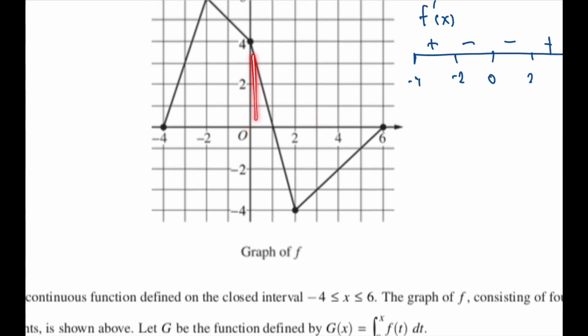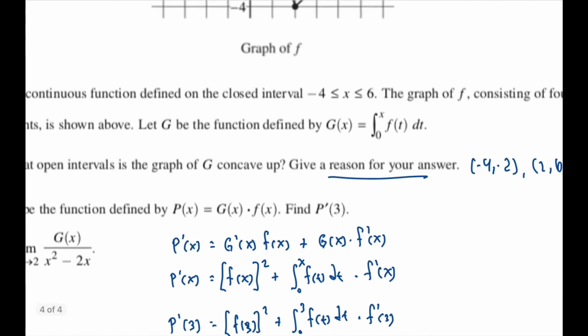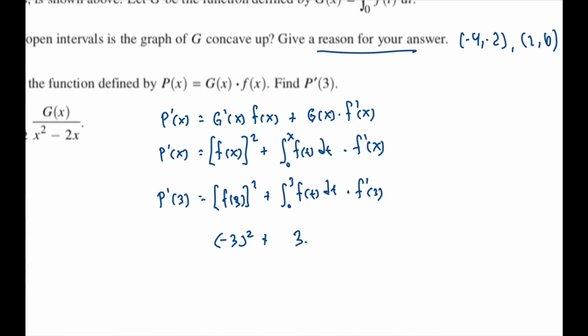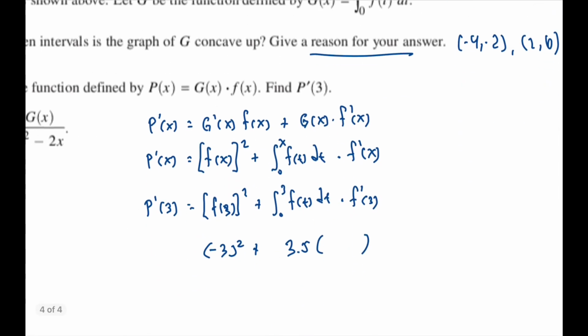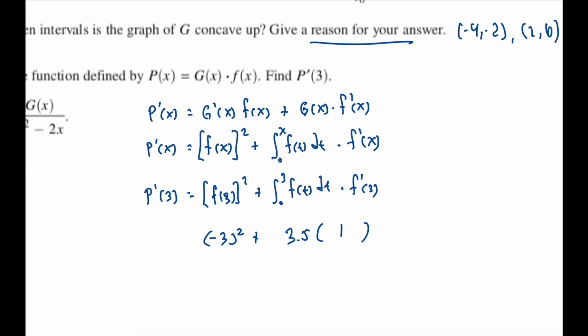Now what I see in here is that one part is positive, one part is negative. So the integral from 0 to 2 of f of t dt is going to be 0, because that cancels with that. Then from 2 to 3, we've got 1, 2, 3 and a half. That's 3.5 multiplied by f prime of 3. For f prime of 3, we want the slope. That looks like a slope of 1. So we've got 9 plus 3 and a half, which gets us 12.5.